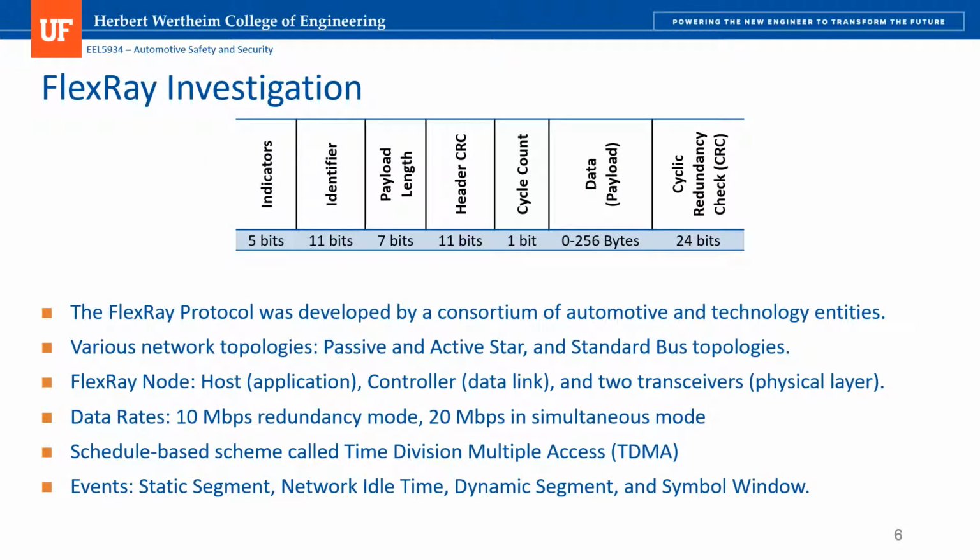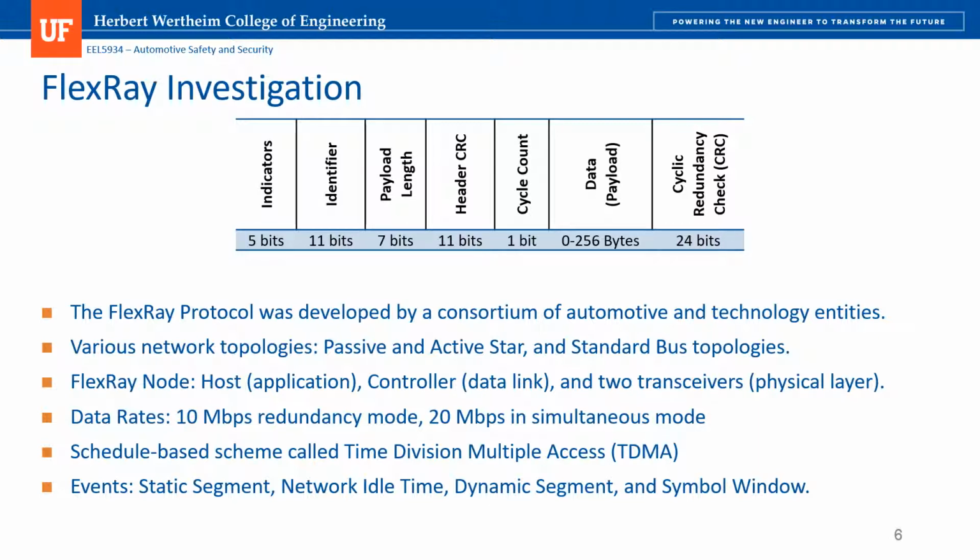So FlexRay is somewhat similar in that it's sending messages, but this protocol was meant to be faster than CAN bus. It has a couple different network topologies. There's passive, active star, and standard bus. I mainly looked at standard bus for this application.